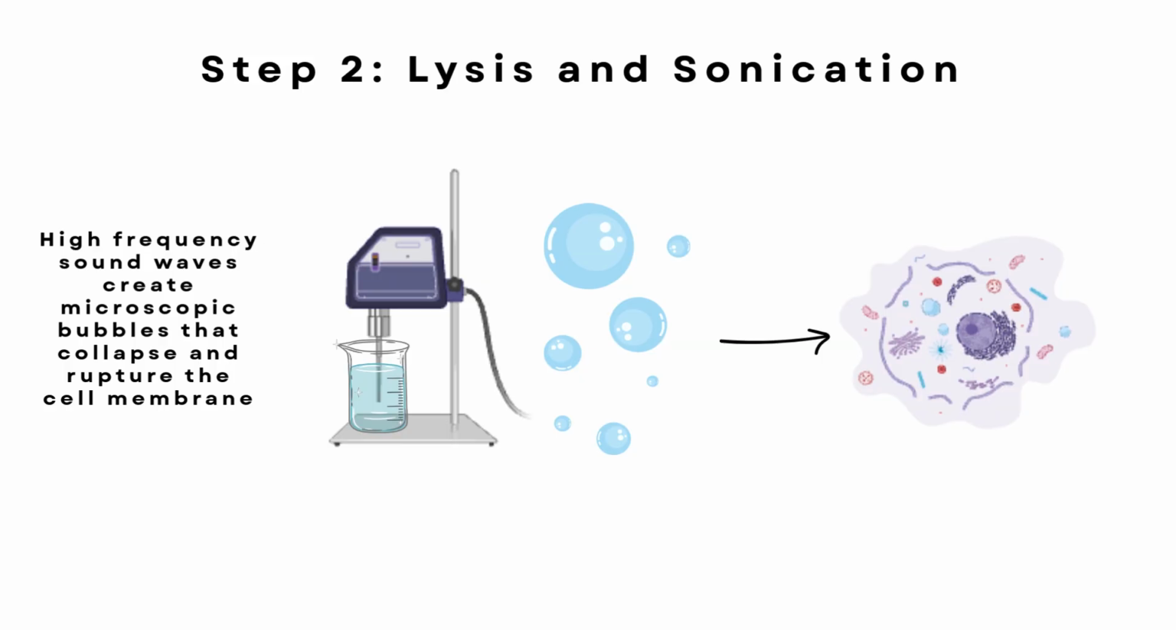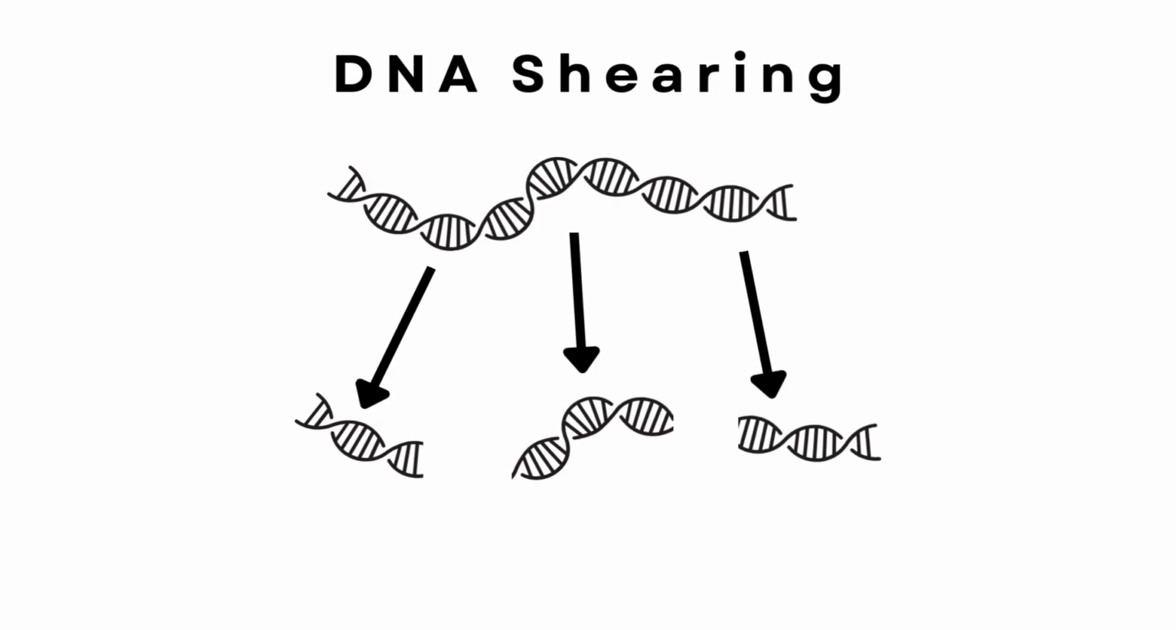In the second step, the cross-linked chromatin is broken apart through a process of sonication, which uses high-frequency sound waves to create microscopic bubbles that collapse and rupture the cell membrane. This breaks the DNA into smaller fragments in a process called DNA shearing.